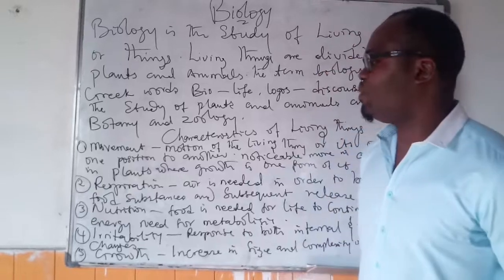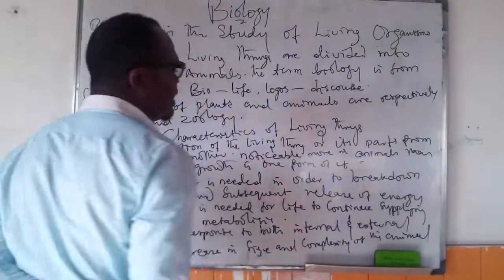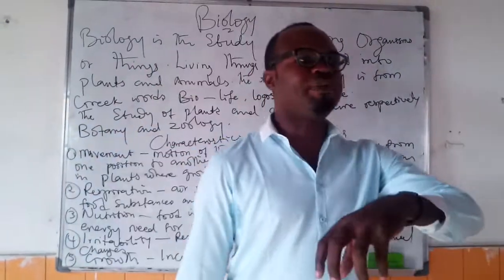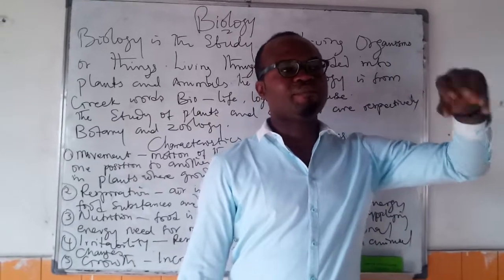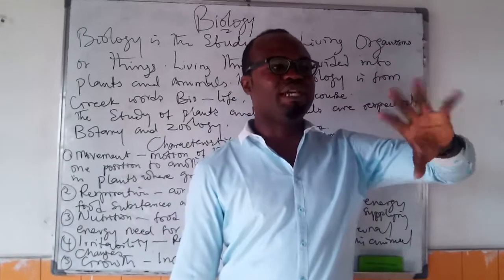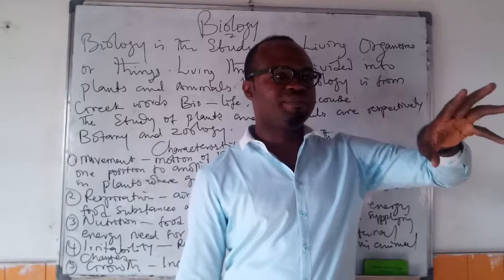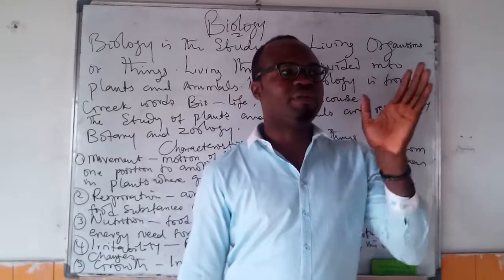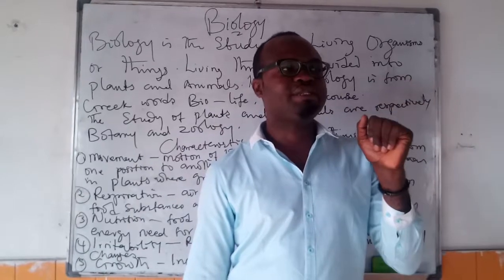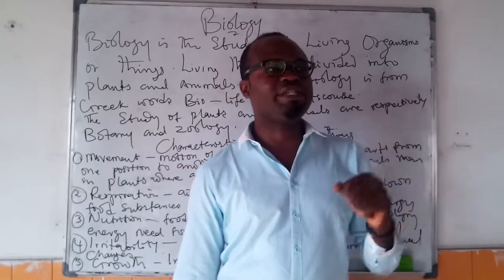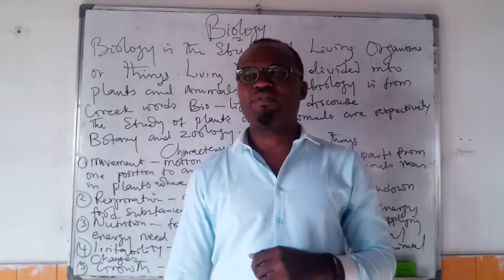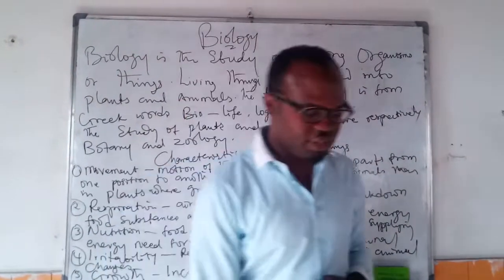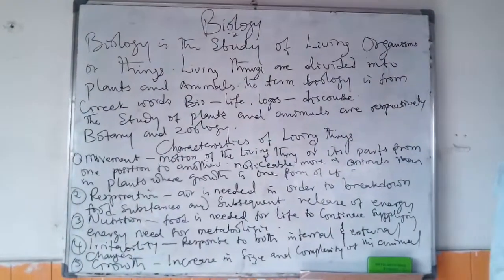One of them is number one, movement. Movement simply means motion from one place to the other. Movement is very noticeable in animals. In plants, you notice it by the growth. When a plant is growing, it's making movement. But in animals, it is very noticeable. You can notice an animal moving from one place to the other, just the way I'm moving now.